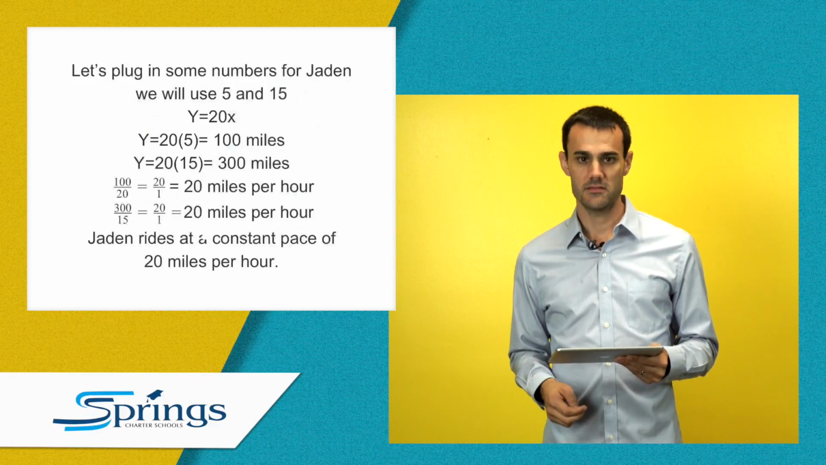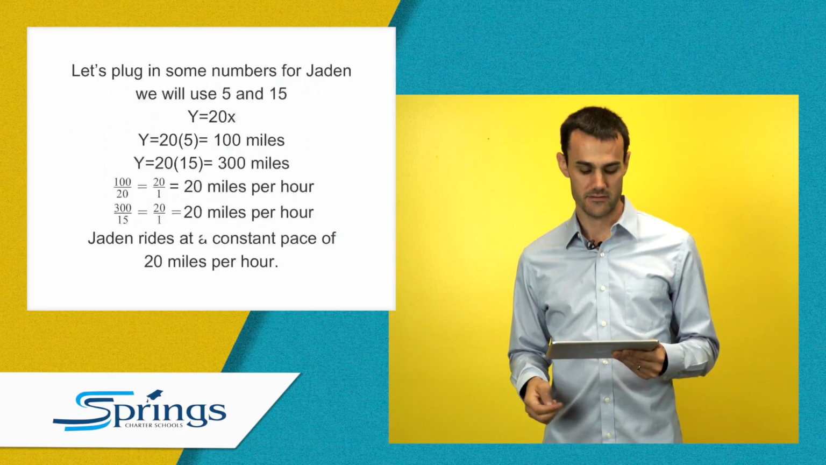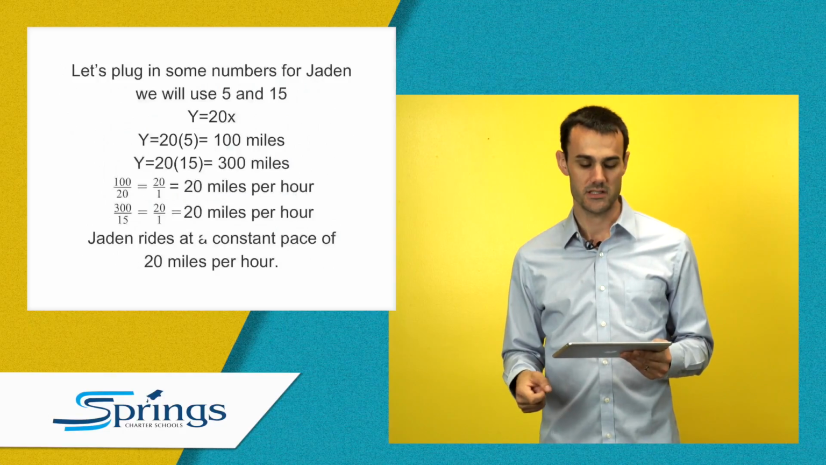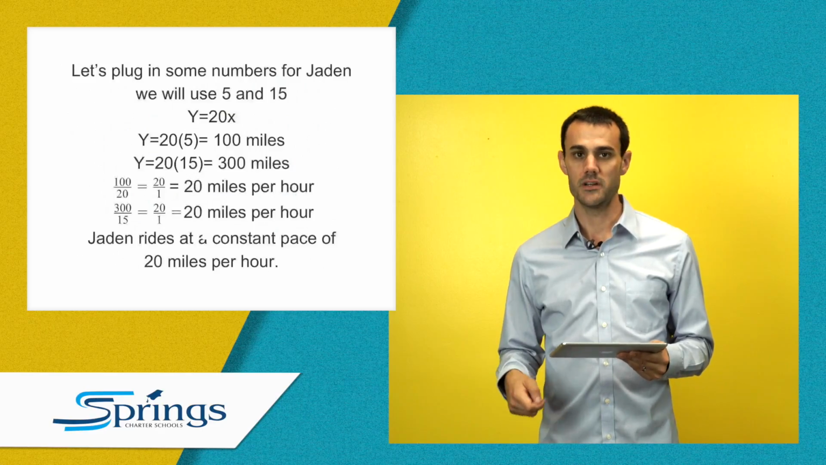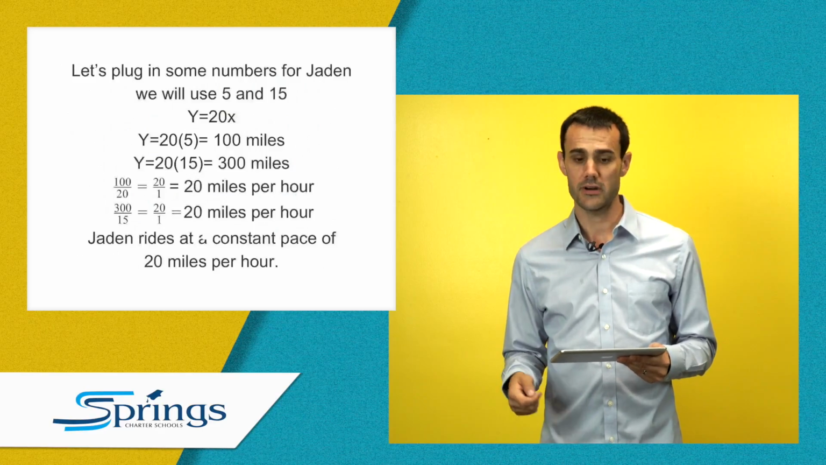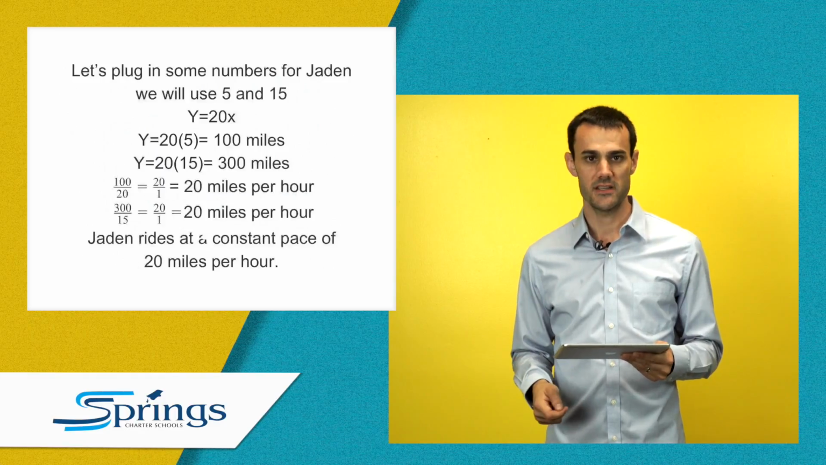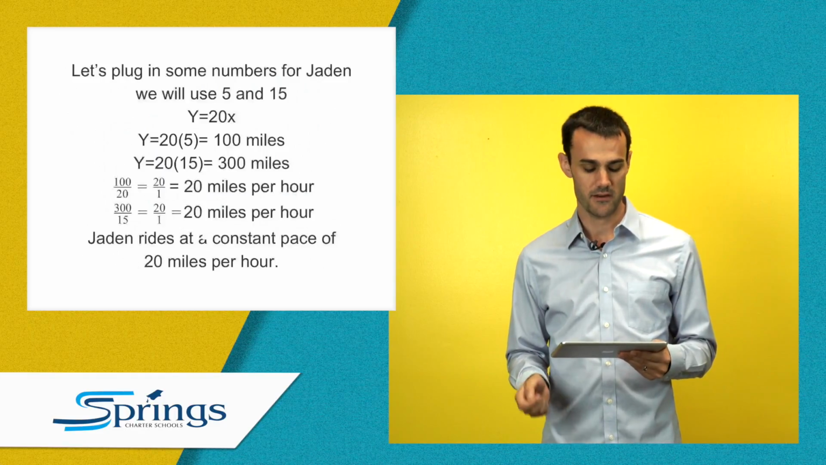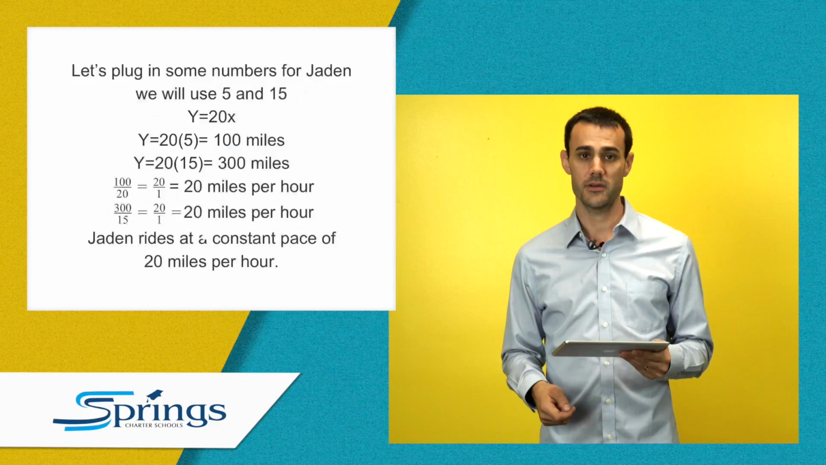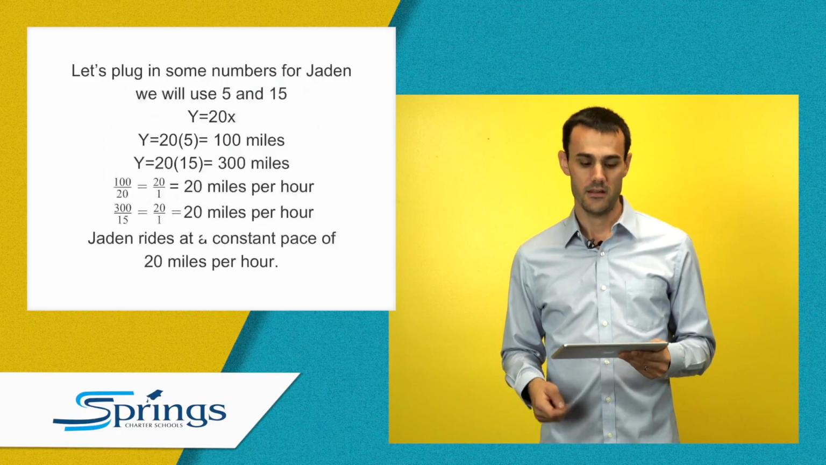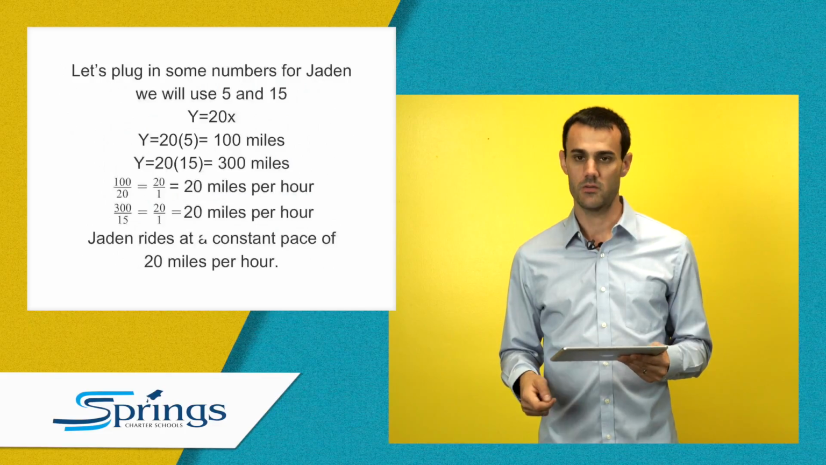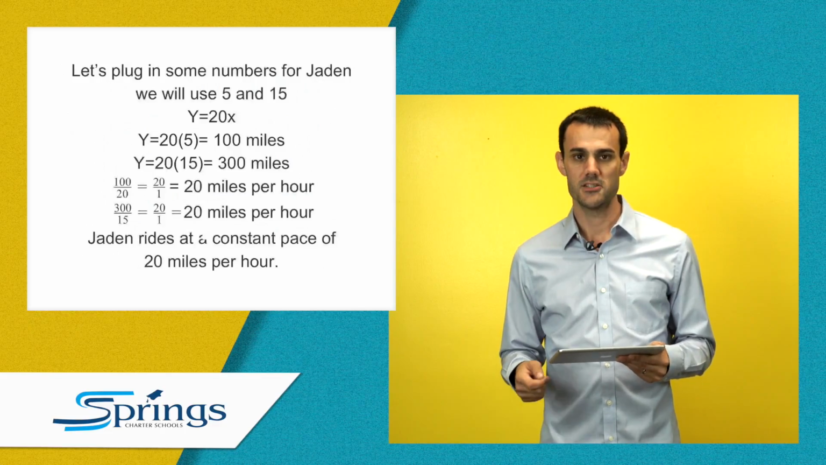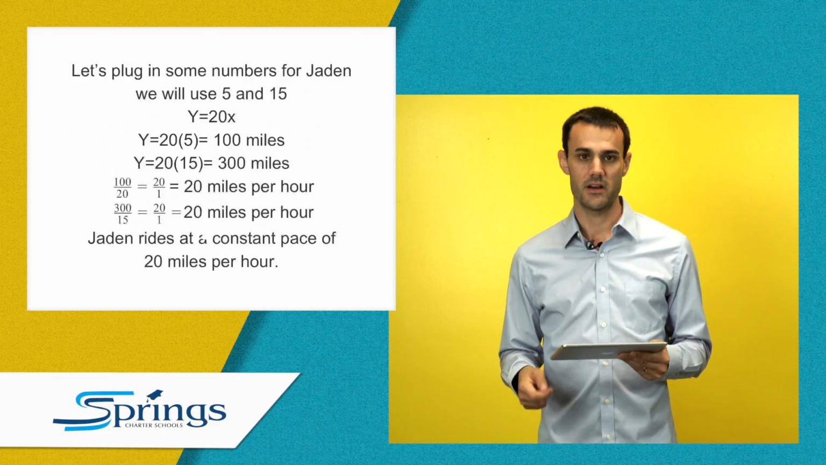So we're going to take that information and put it into some fractions. The first one is 100 over 20. And if I reduce that to its smallest, simplest form, that comes out to 20 over 1, or 20 miles per hour. Now let's make sure that he's riding at a constant pace by plugging in another fraction. In this case, 300 over 15. And we're going to reduce that down, and lo and behold, it also equals 20 over 1, or 20 miles per hour. So we can say that Jaden rides at a constant pace of 20 miles per hour.